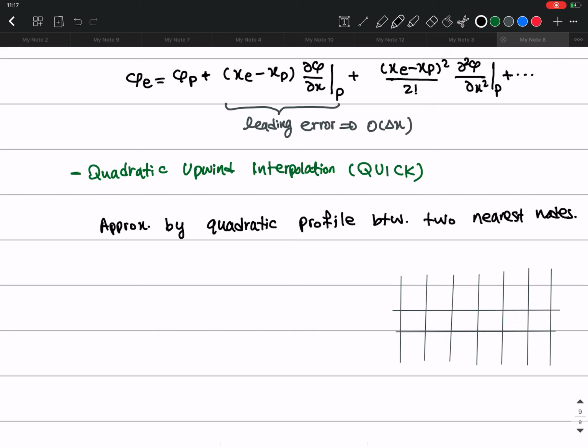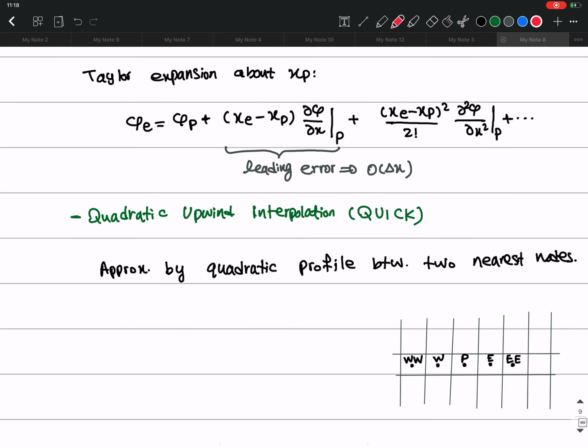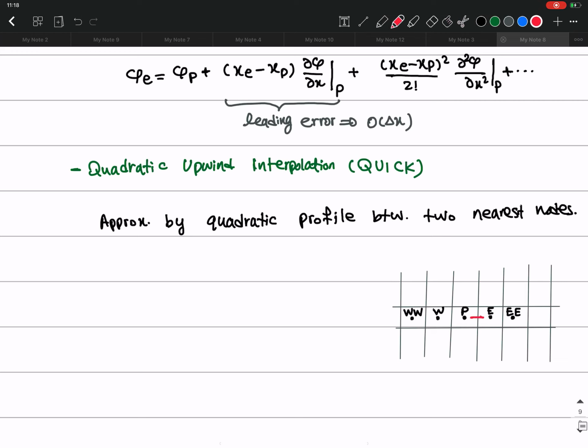Okay, so the first point here is P. This point is E. This point is EE. This point is W, and this point is WW. Okay? And we want to approximate this flux here, E, and interpolate that based on the nodal values.